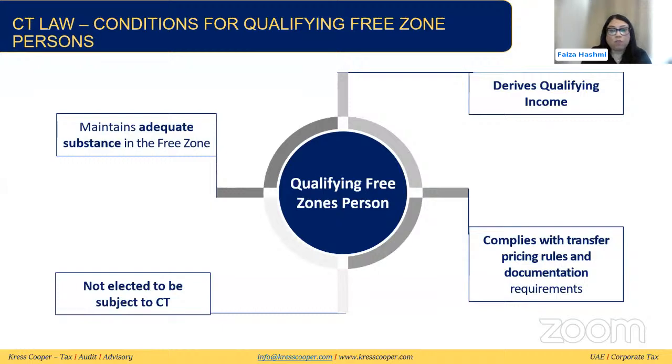Now, when the law came out, they said that qualifying free zone persons would be the ones eligible for this 0% corporate tax rate, and some conditions were given. So, in the law, the conditions given were that the qualifying free zone person should maintain adequate substance in the free zone. It should be deriving qualifying income. It should not elect to be subject to corporate tax at the standard rate, and it should comply with the arm's length principle and transfer pricing rules and documentation requirements.